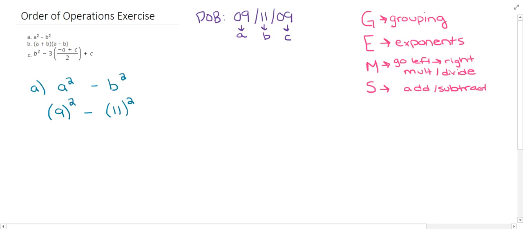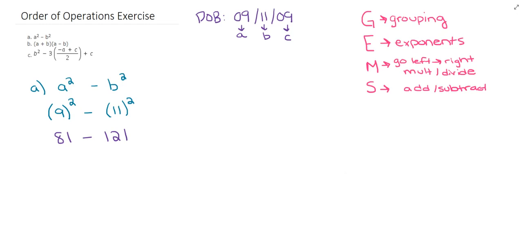We do have grouping symbols that I added in here, but inside there's just one number, so I can really do nothing inside the grouping symbols. So I go straight to my exponents. My exponents here, I have 9 squared, which would be 9 times 9. That's going to give me 81. And then I have 11 squared, which is 11 times 11, and that's going to give me 121. And then I'm going to go ahead and do 81 minus 121.